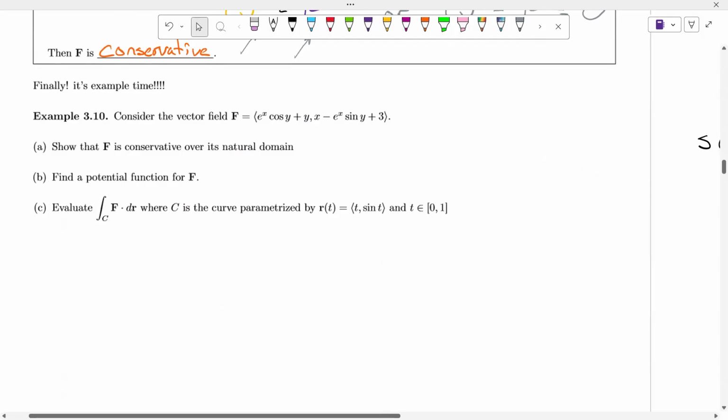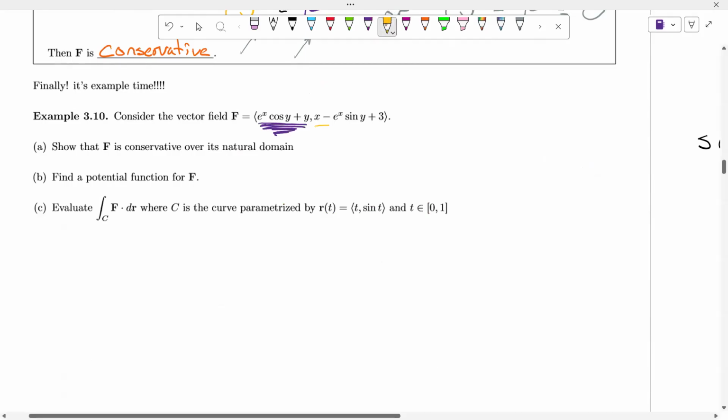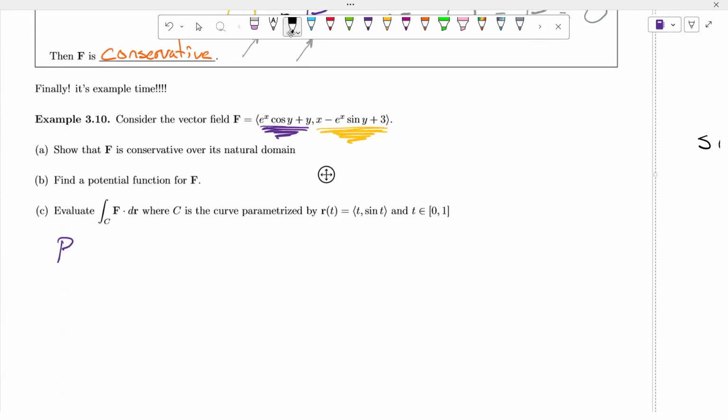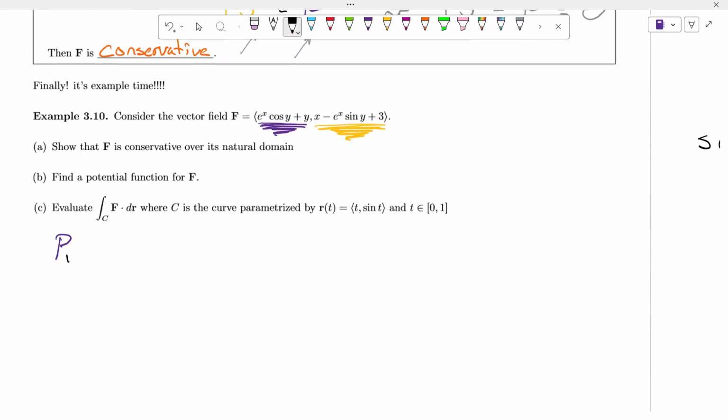All right. Considering the vector field e to the x cosine y plus y and x minus e to the x sine y plus 3, show that that field is conservative. So let's go do that. Here's my P, here's my Q. And I'll start just checking some pieces. Let's take P partial Y.